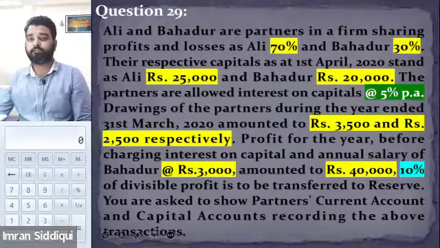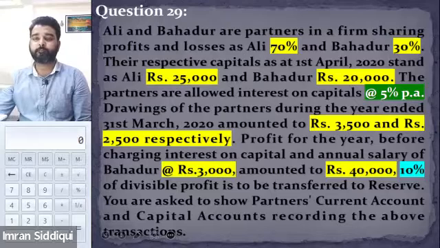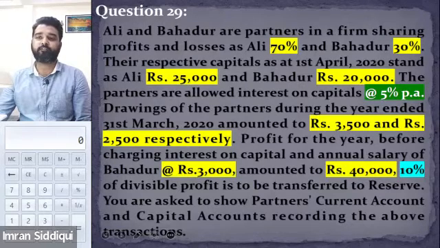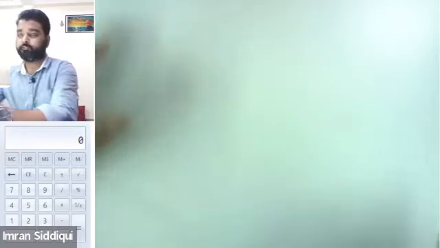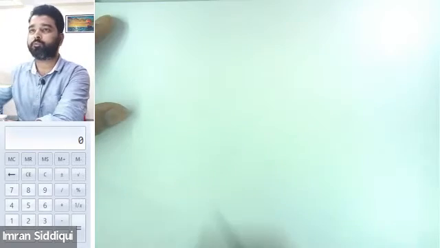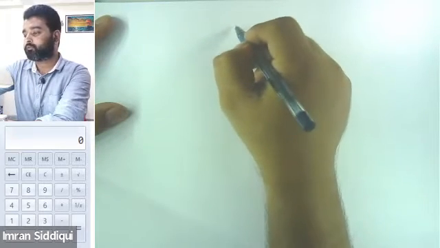Okay. So let's start with the preparation of the P&L appropriation. When we are done with the P&L appropriation, then only we will start with the partners' capital and current account. So as usual, first of all, we will make the P&L appropriation account. I'm sure everyone knows how to do it. So let's continue with the P&L appropriation.